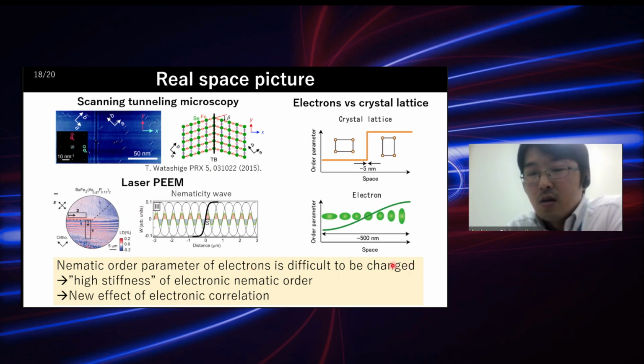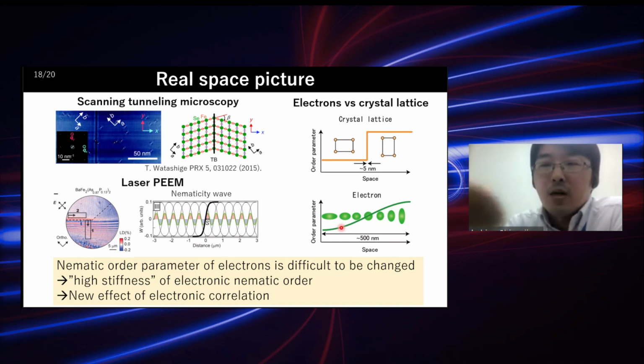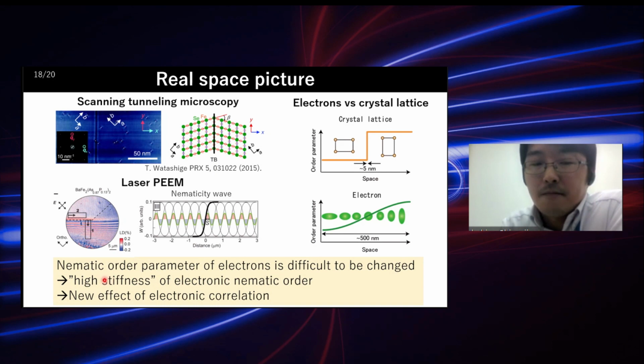So this means that the electrons have a high stiffness against the change of the order parameter in real space. We think that these results indicate the new effect of electron correlation in iron-based superconductors.